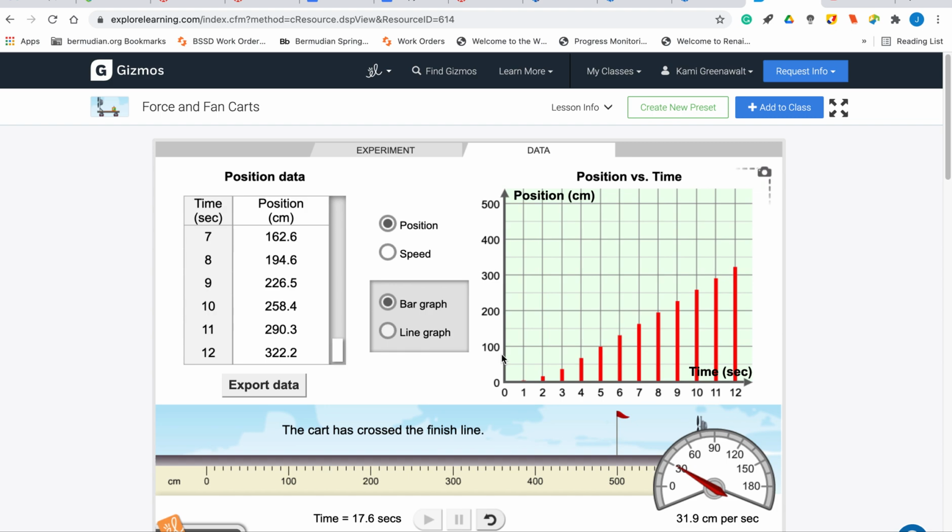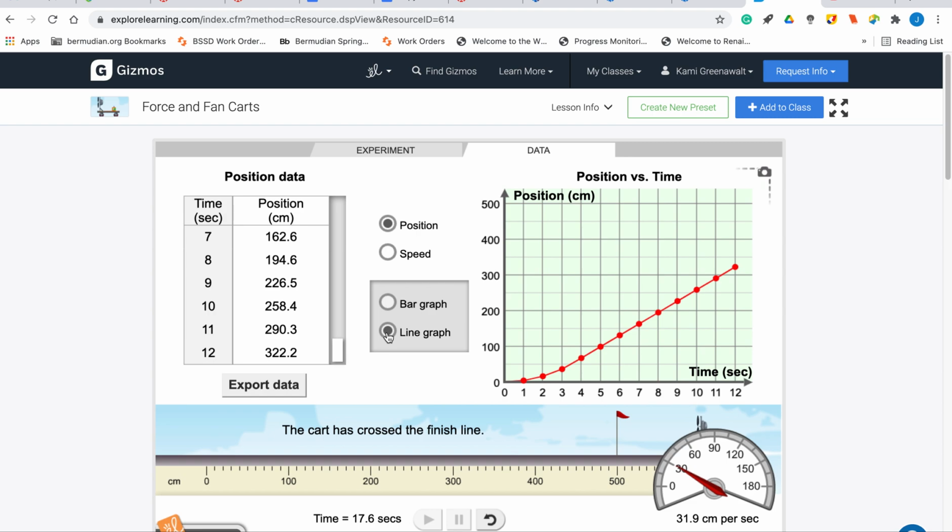What pattern do you see in the position data after the fan is off? So look at that for a little bit. What do you see happening here in this graph? The fan was shut off after 3 seconds. But at the starting line after 12 seconds, it was actually moving further away. So keep that in mind.